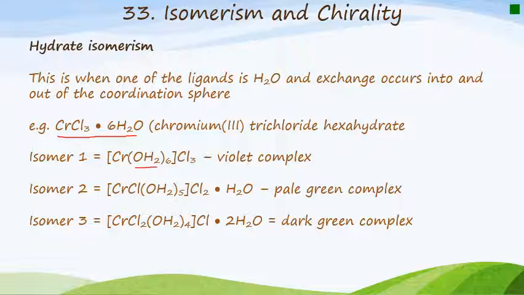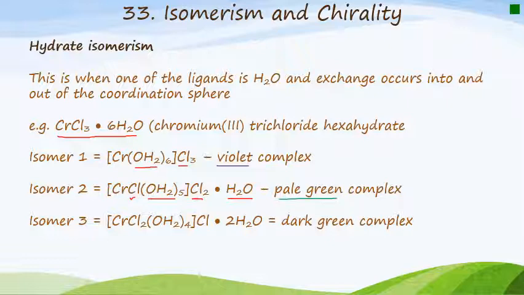sphere. That is still water. If you look carefully at the formula, it's OH2. And we have 3 chloride ions outside of the coordination sphere. And what happens is that this complex, when made, forms a very deep purple or violet complex. Okay. Isomer number 2, what can happen is one of those water molecules goes outside of the coordination sphere. So here we see 5 water molecules, 1 outside, and then one of the chlorides has come inside of the coordination sphere over here. Okay, this results in a pale green complex, which is very different to the violet one.